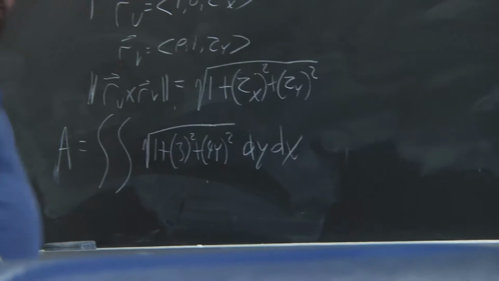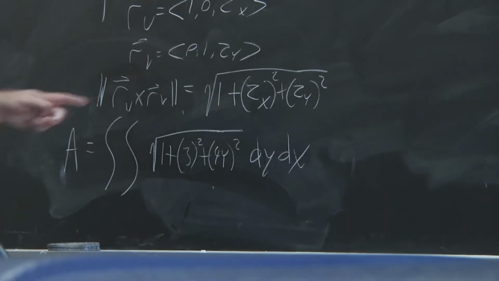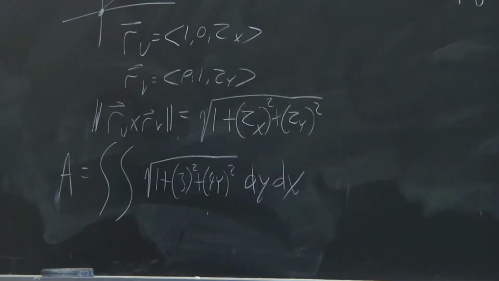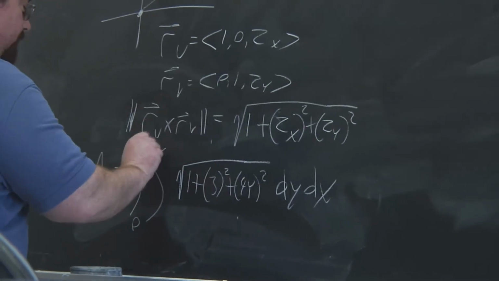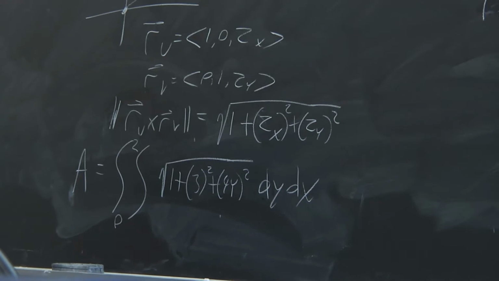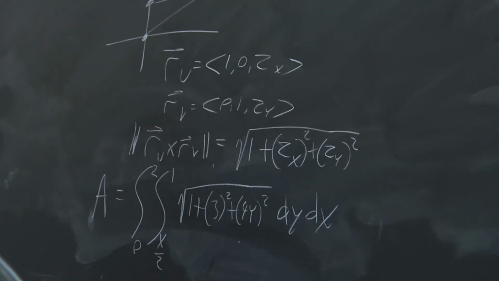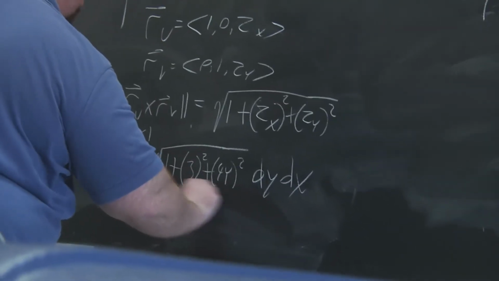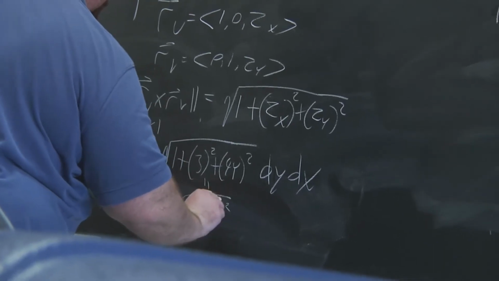dy dx. Now, there's two ways you can integrate it. One is making y the inner variable and x the outer. So if x is the outer variable, you're going to go from 0 to 2. And then for y, your limit will be x over 2 up to 1. So that's one way you can do it. But this whole thing turns out to be the square root of 10 plus 16y squared.